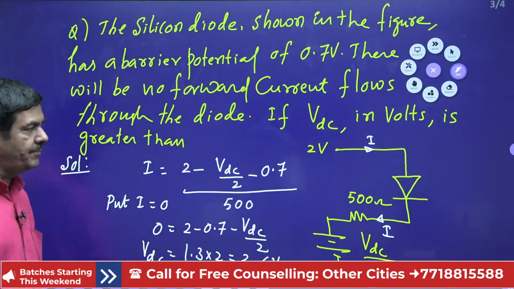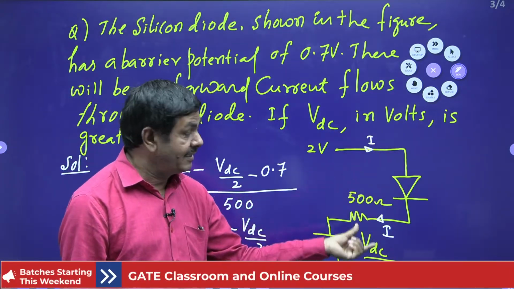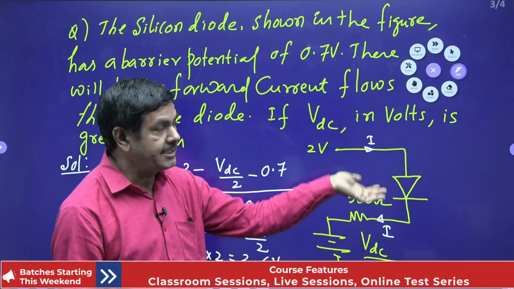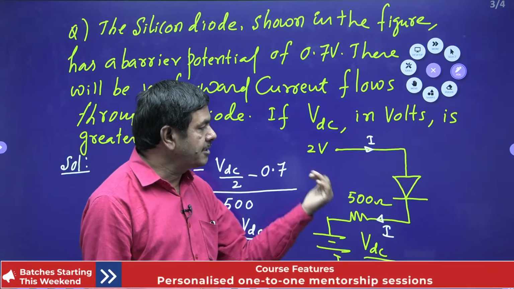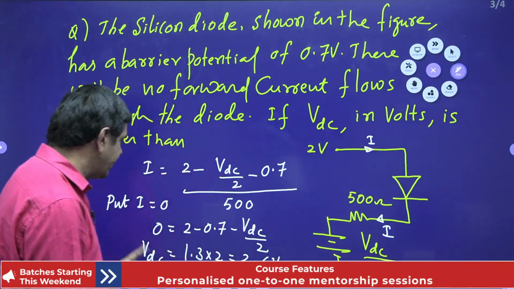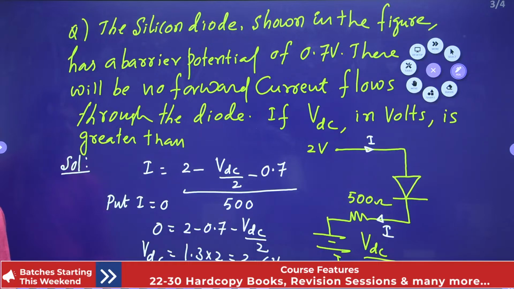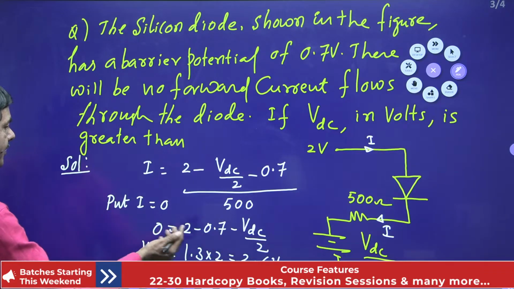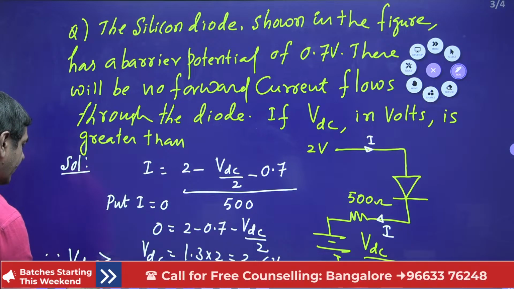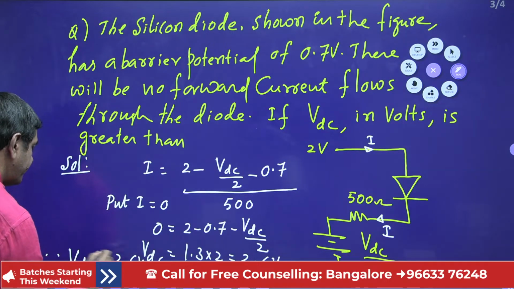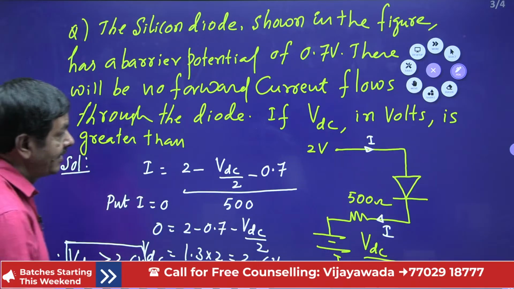2.6 volts is possible. If you maintain VDC greater than 2.6 volts, whatever the voltage you maintain, 100% the diode will be in reverse bias only. If it is reverse bias, it won't pass any current. So I equal to 0 means VDC greater than 2.6 volts, and the current becomes 0. So what can we write? VDC must be greater than 2.6 volts to make the current through this diode 0. That is the answer for this question.